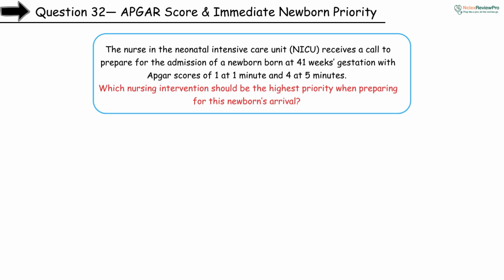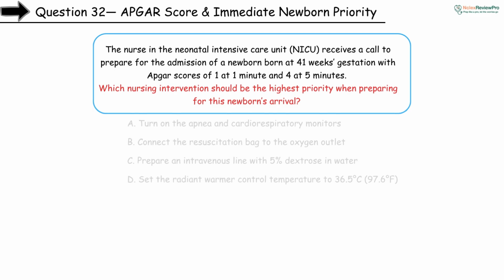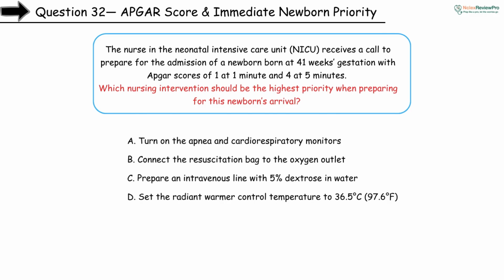The nurse in the neonatal intensive care unit, NICU, receives a call to prepare for the admission of a newborn born at 41 weeks gestation with APGAR scores of 1 at 1 minute and 4 at 5 minutes. Which nursing intervention should be the highest priority when preparing for this newborn's arrival? Let's look at the options.